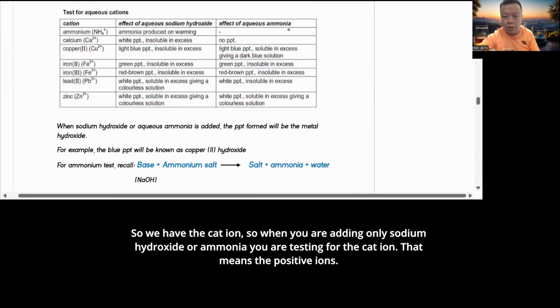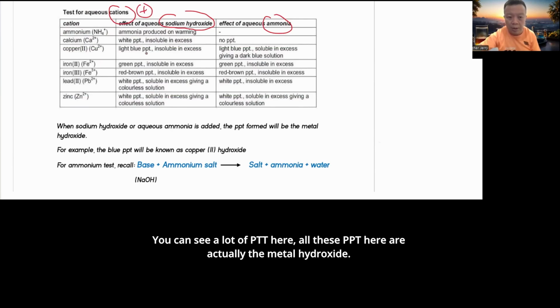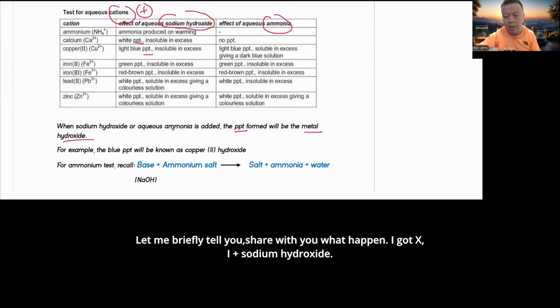So you have the cation. You can see that when you add only sodium hydroxide or ammonia, you are testing for the cation, that means the positive ions. You can see a lot of PPT here. All these PPT are actually the metal hydroxide. Just let me briefly share with you what happens.